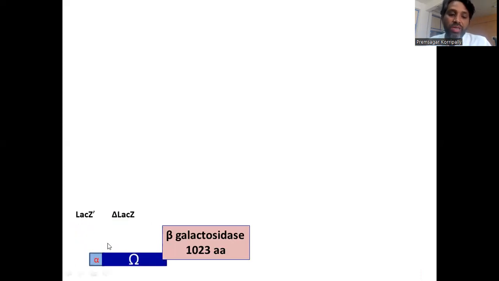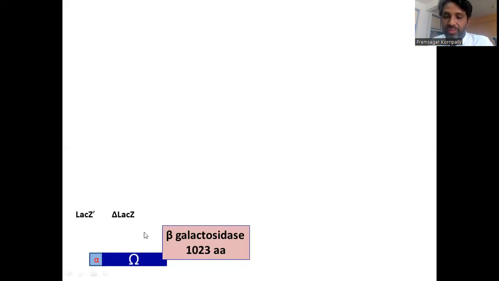The alpha part is encoded by LAC-Z prime and the omega peptide is encoded by the rest of the LAC-Z. LAC-Z prime is incorporated into the vector, and the mutated gene encoding the rest, the omega peptide, delta LAC-Z, is in the host, that is E. coli. This is all about beta galactosidase.